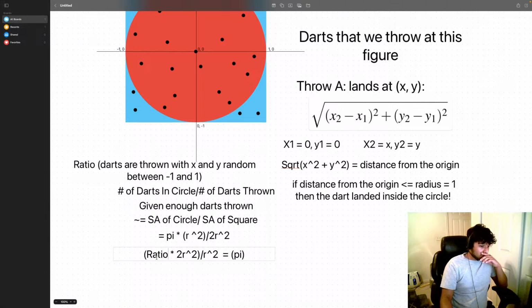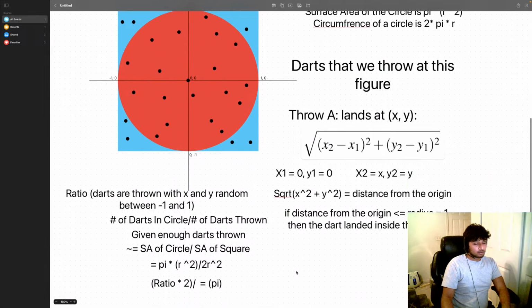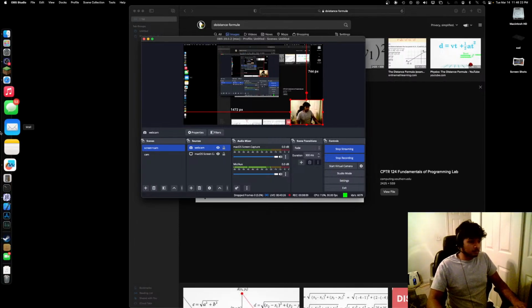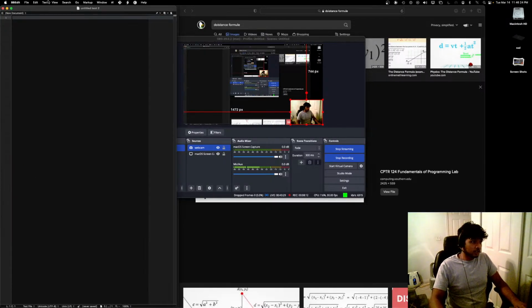Ratio times, so we simplify this. R squared removes, r squared removes. That means that the ratio times 2 is equal to pi. That's a crazy moment right there. Let's code this. Excuse the profanity.